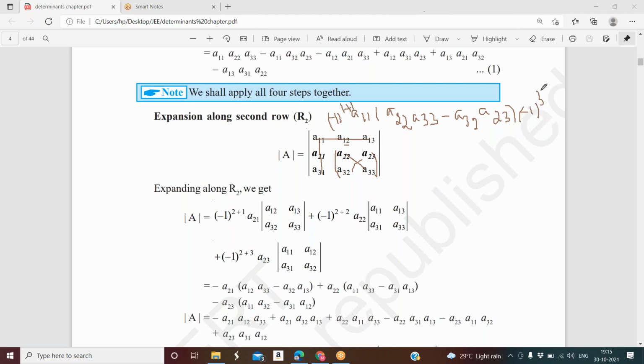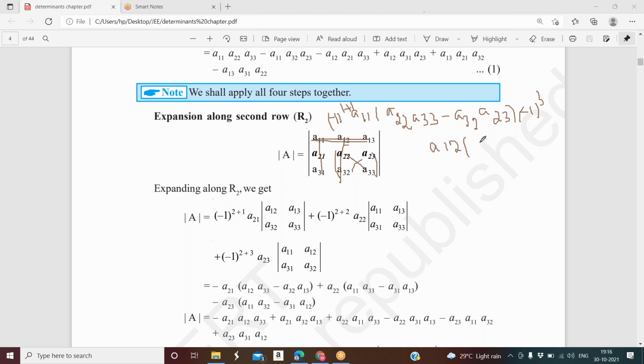Since the next element is A12, minus 1 whole to the power 1 plus 2. What is 1 plus 2? It is 3. So what is minus 1 cube? It is minus again. So consider the next element A12. Open the bracket. Now delete the row having the element A12 and delete the corresponding column also. So what you are getting, see, A21, A23, A31, A33. Again, we see a 2 by 2 matrix of elements A21, A23, A31, A33.